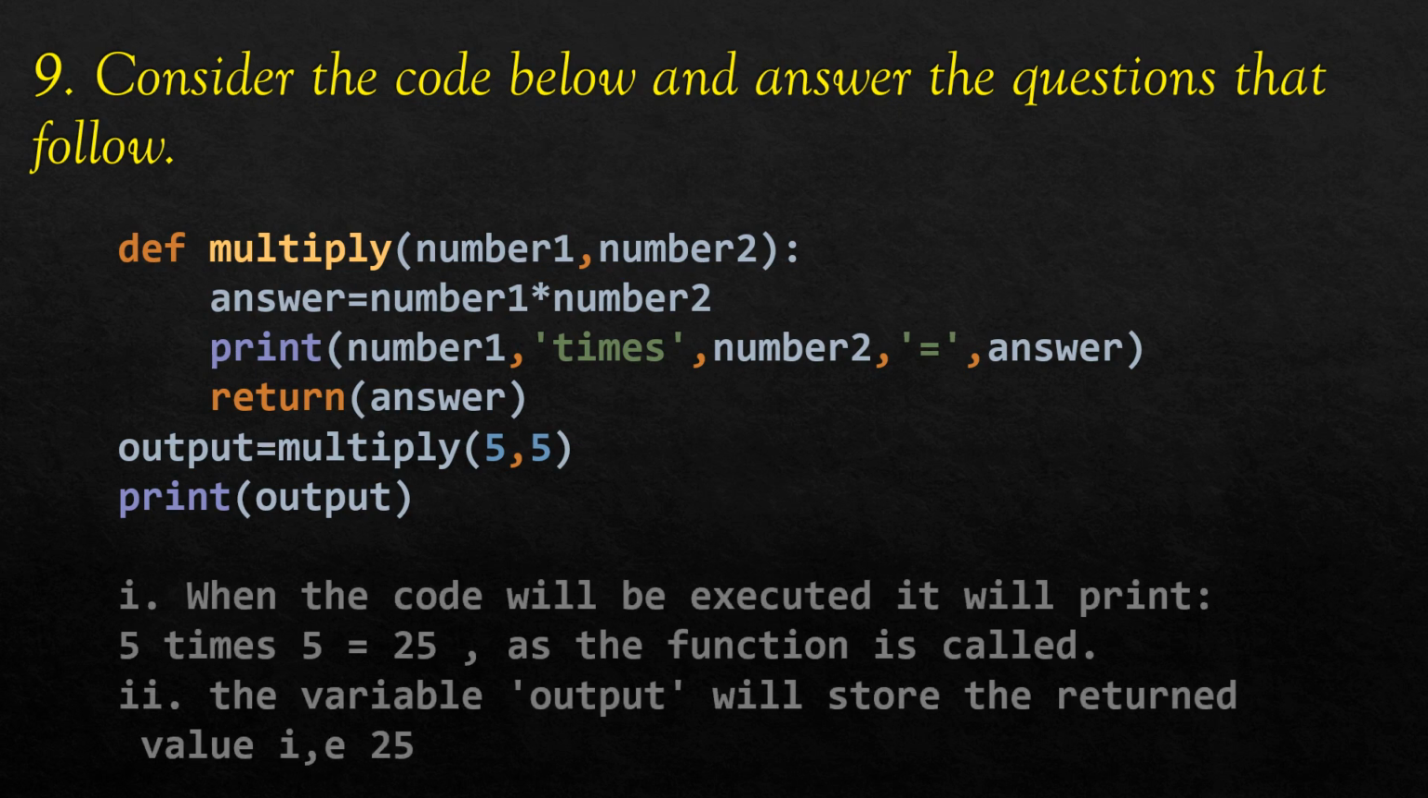Now the first question is, when the code is executed, what will it print? It will print 5 times 5 is equal to 25 as the function is called. Now the variable output will store the returned value, that is 25.